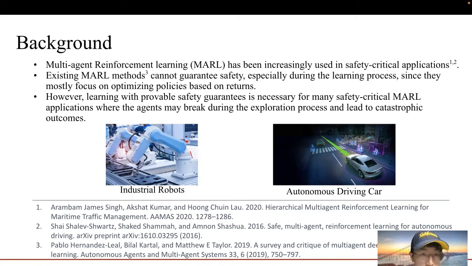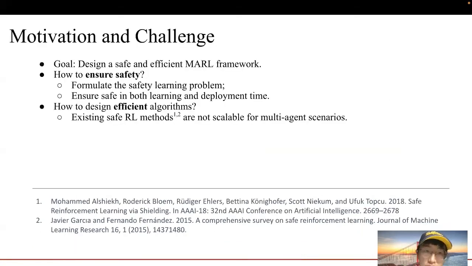However, learning with provable safety guarantee is necessary for many scenarios. Unsafe actions may cause serious damage. For example, an autonomous driving car may collide with other cars or pedestrians during training. So our goal is to design a safe and efficient multi-agent reinforcement learning framework.